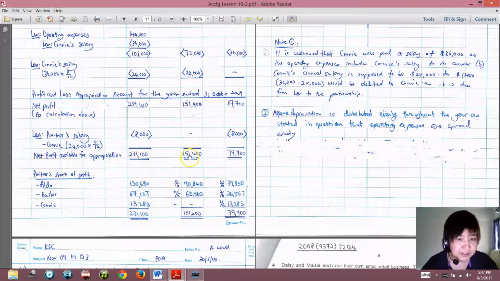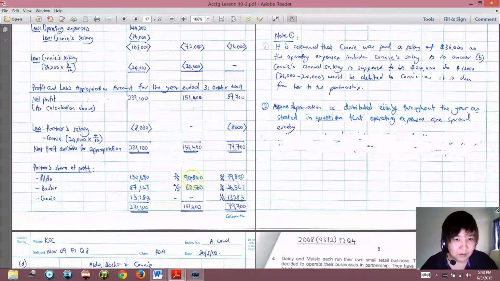So this one I times 3 over 5, I get this figure. This one I times 2 over 5, I get this figure. And from 1st July until 31st October 2009, after Connie joined the partnership, the profit will be as given in the question, so this 79,000 will be appropriated in this ratio. Then when I add horizontally, I get the total share of profit this way.